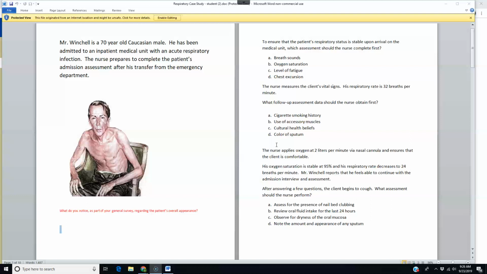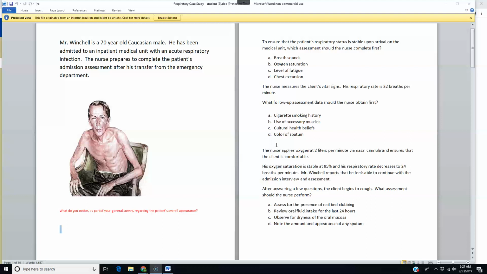All right, let's go to the next question. The nurse applies oxygen at 2 liters per minute via nasal cannula and ensures that the patient is comfortable. So his O2 sat is stable at 95%, and his respiratory rate now went from 32 to 24. He reports that he feels able to continue with the admission interview and assessment. After answering a few questions, the patient begins to cough. What assessment should the nurse perform?